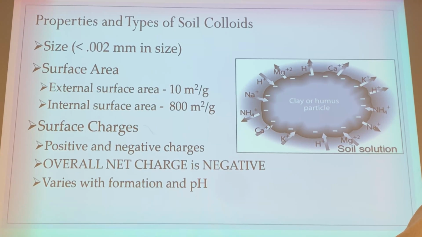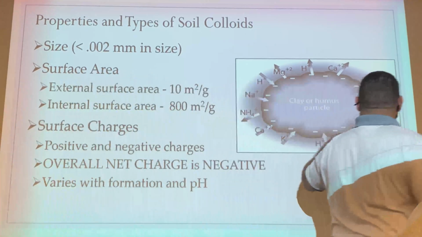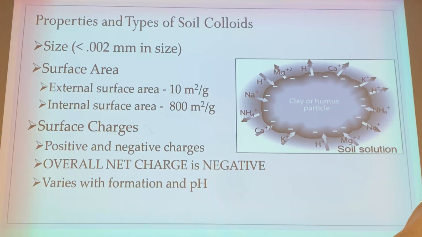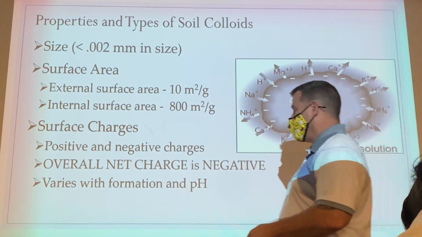On our surface charges, we have both positive and negatives, but in general, the overall net charge is negative. So the overall charge on soils is typically negative, as you can see by this small diagram, and each one of those cations is being held to the negative charge in the soil. Kind of like a magnet. This is just simple magnetism through electronegativity.